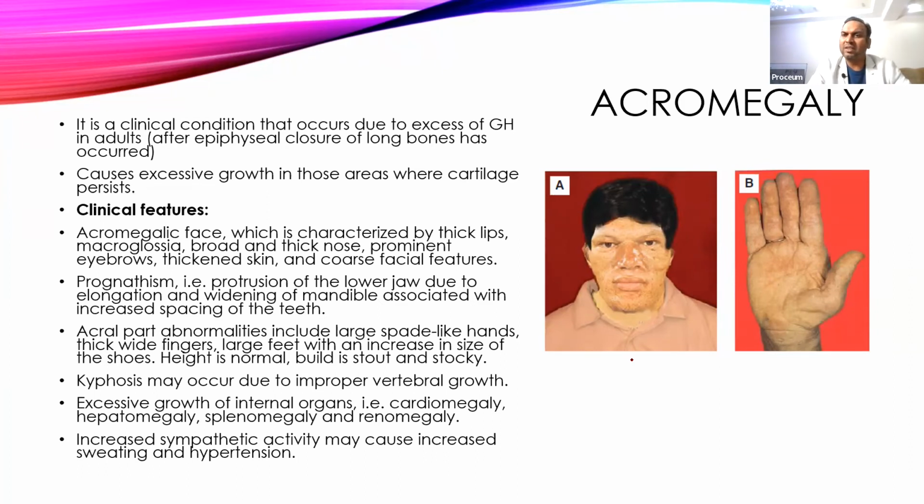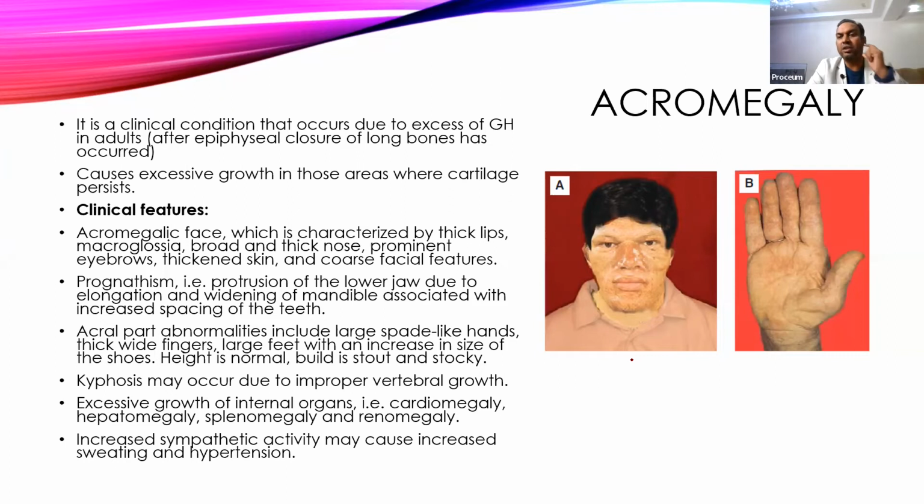So it also causes growth of the skin, causing thickened skin. So there will be very coarse features, thick lips, a thicker tongue, that is called macroglossia. Then the bridge of the nose will become broad. Eyebrows will become more prominent. The mandible will become more protruded. That is called prognathism. The lower jaw will move forward, and it will look more like a monkey face.